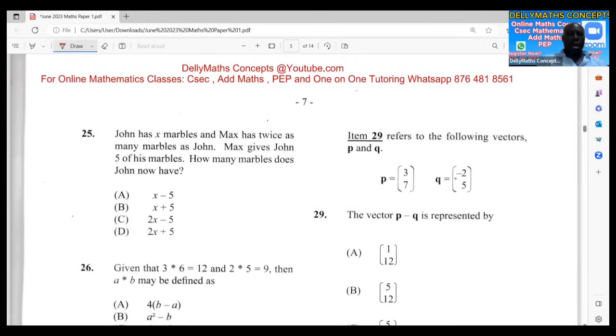John has X marbles. Take note. Max has twice, 2X. Right? Now, Max gave John 5 of his. How many marbles does John now have? So we're focusing on John. John would have gained 5 on what he had. So the answer is X plus 5.